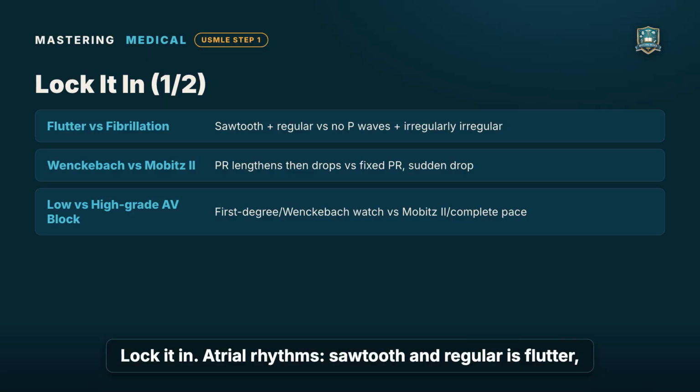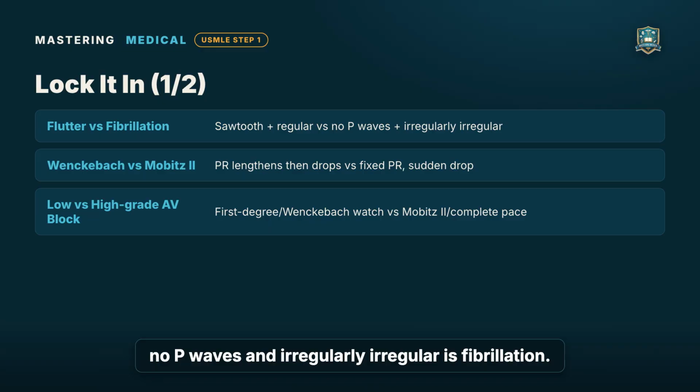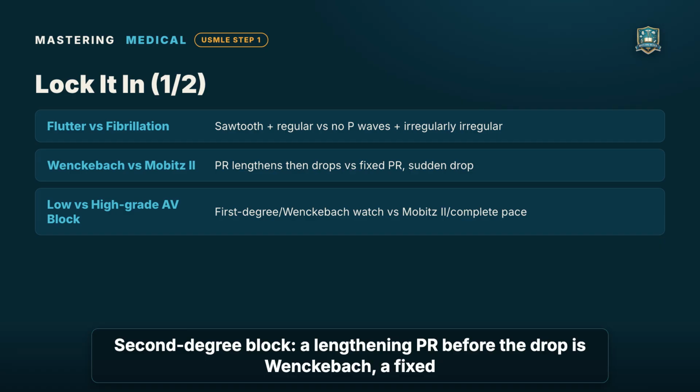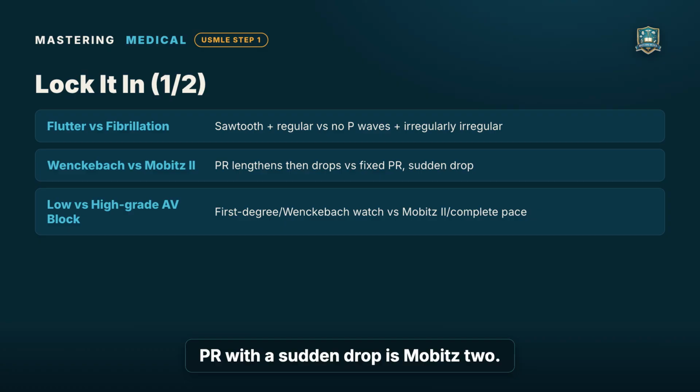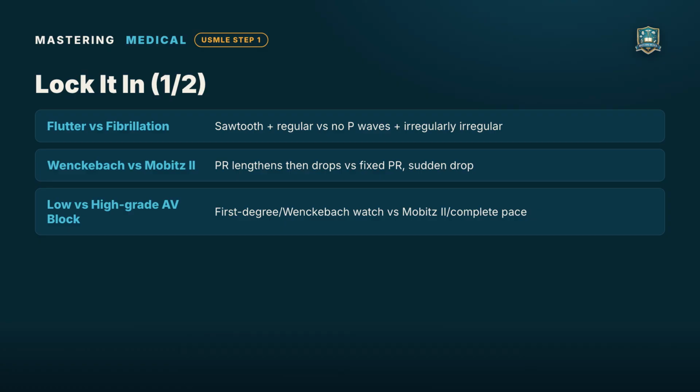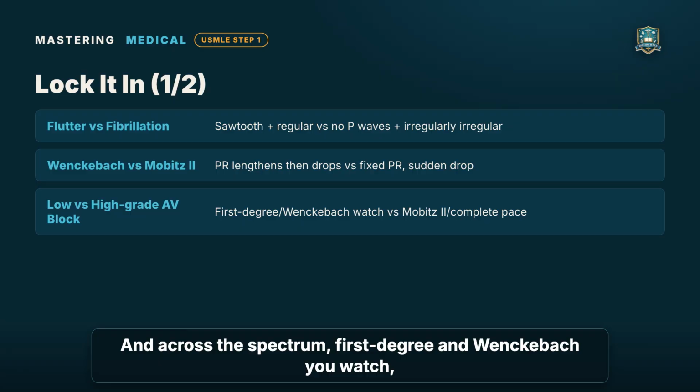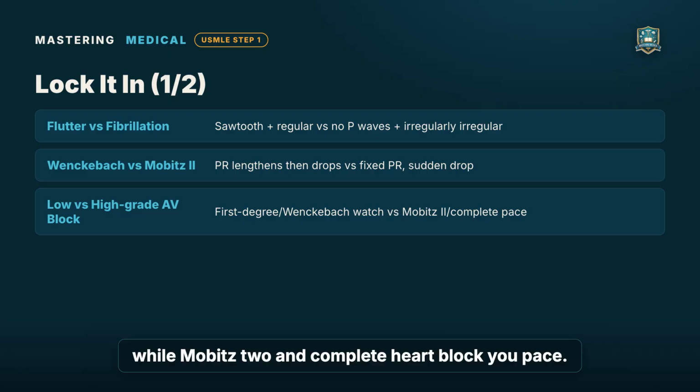Lock it in. Atrial rhythms, sawtooth and regular is flutter, no P waves and irregularly irregular is fibrillation. Second degree block, a lengthening PR before the drop is Wenckebach. A fixed PR with a sudden drop is Mobitz II. And across the spectrum, first degree and Wenckebach you watch, while Mobitz II and complete heart block you pace.